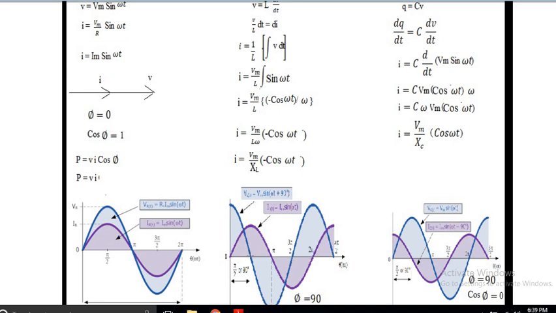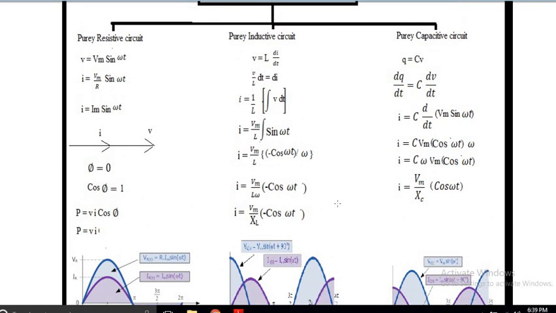So I is equal to Im sin omega t minus pi by 2 indicates that it's a lagging power factor. Minus pi by 2 indicates that current is lagging behind the voltage. As far as purely inductive circuits are concerned, this will be pi by 2. Otherwise, practically speaking, this angle will lie somewhere between 0 to 90 degrees. Okay, let us deal with purely capacitive circuits now.